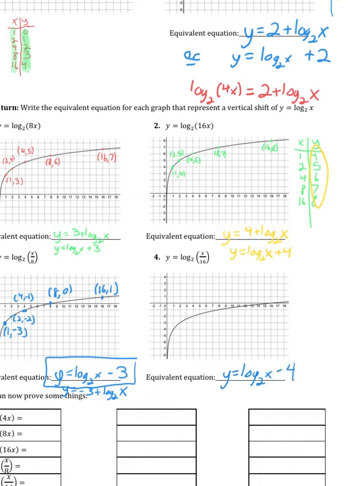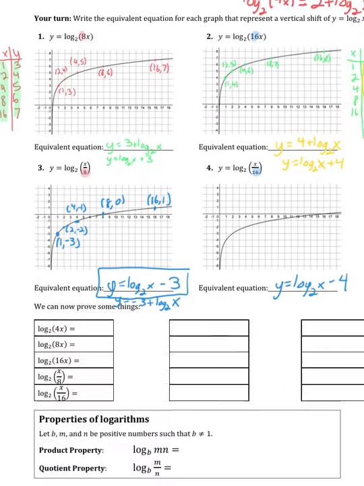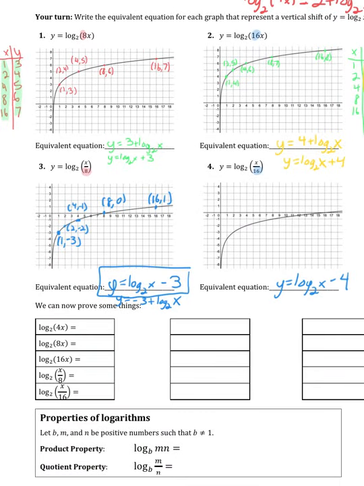Notice that there's a common factor of 16 here. One of them was plus 4, one of them is going to be minus 4. And then same thing over here. We had an 8 and an 1 over 8, and that changes the sign from plus 3 to minus 3. All right, so we see that same thing happening there. Okay, so that's the idea with these graphs, that there are equivalent equations out there.